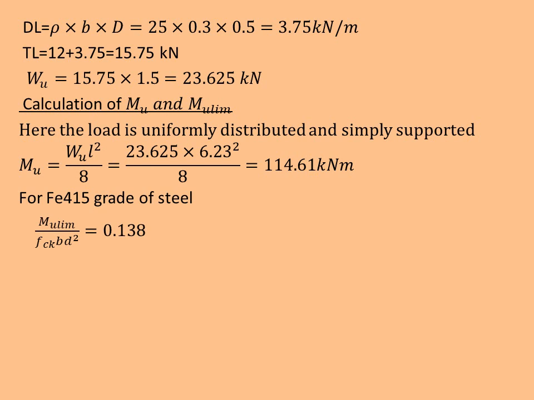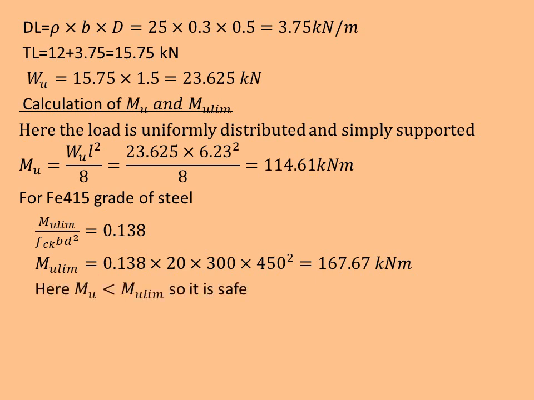Now for Fe 415 grade of steel, Mu limit formula, that is Mu limit by FCK B D square is equal to 0.138. Mu limit is equal to 0.138 into 20 into 300 into 450 square, and we get 167.67 kilonewton meter. Here Mu less than Mu limit, so it is safe. Now we know it's an under reinforced section.